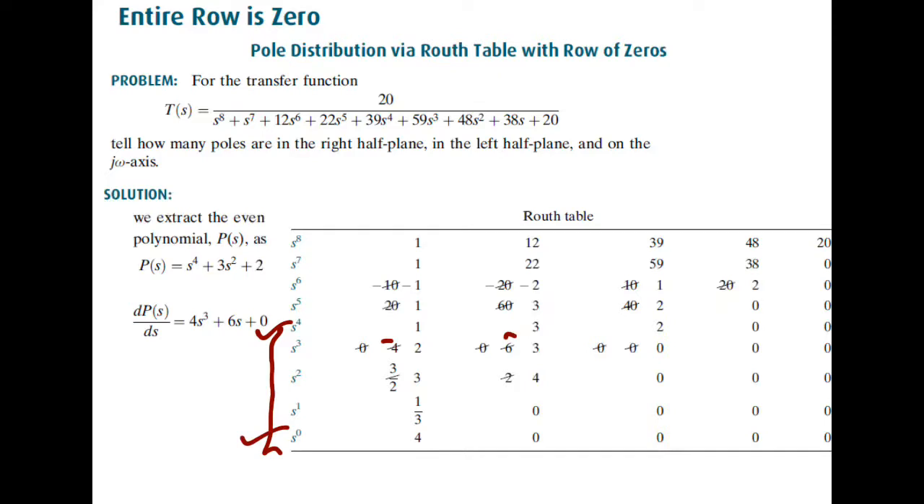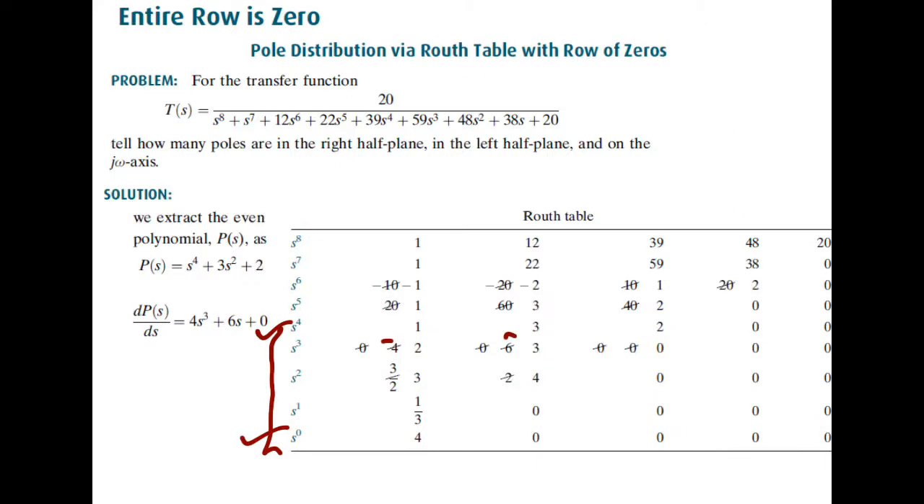Okay, so the even polynomial does not have right half plane poles. Since there are no right half plane poles, there are no left half plane poles either, because of the requirement of symmetry in this case. Hence the even polynomial must have all 4 of its poles on the j omega axis.